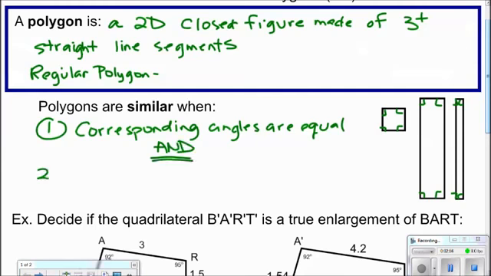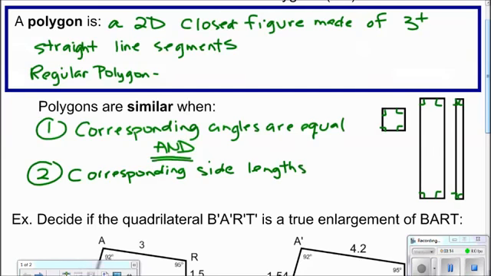So in order to prove that a polygon is similar, you also need to show that the corresponding side lengths have a similar scale factor, so that corresponding side lengths are proportional. Okay, so similar corresponding side lengths are also proportional. And in order for them to be proportional, we said they need to have the same scale factors.